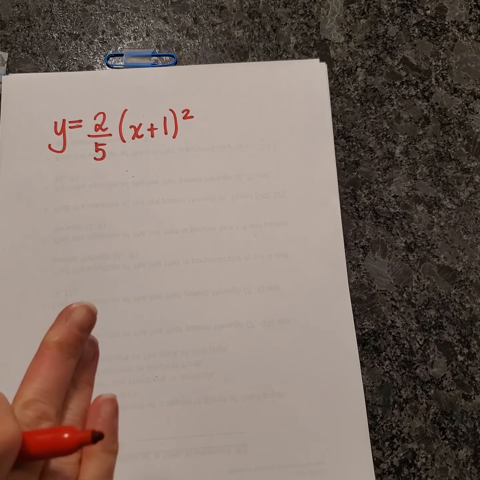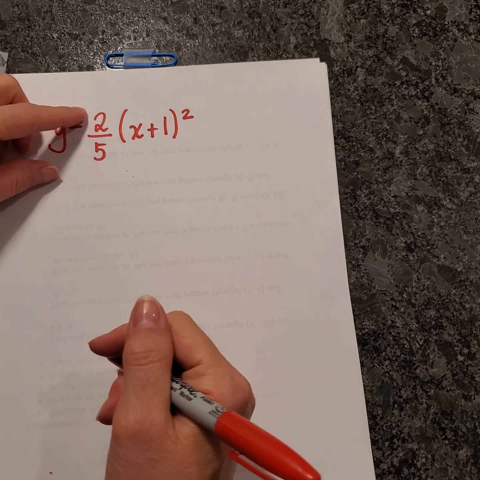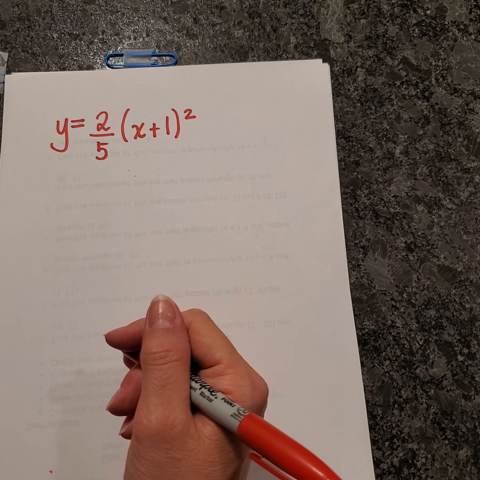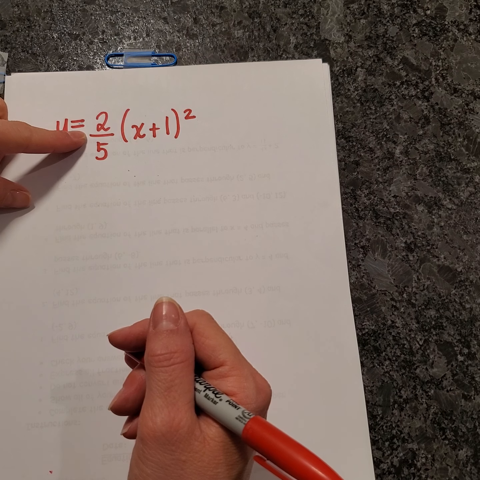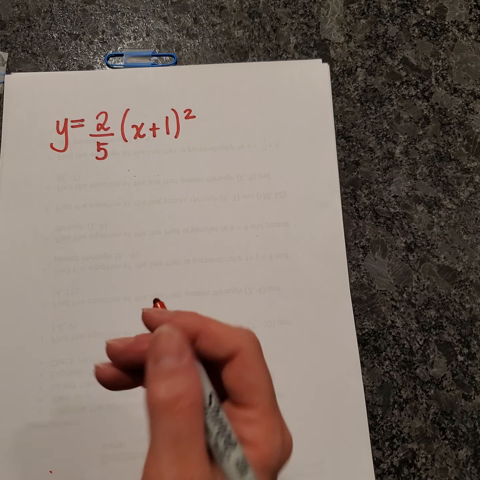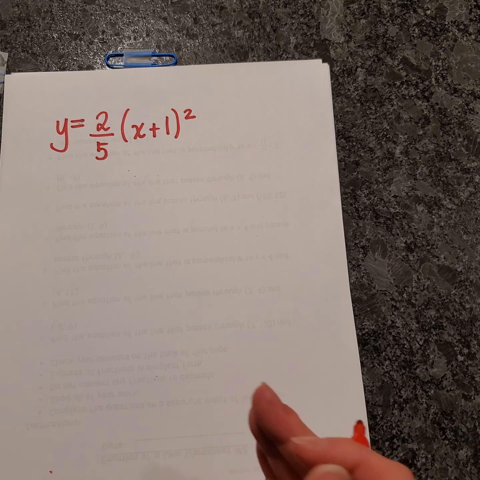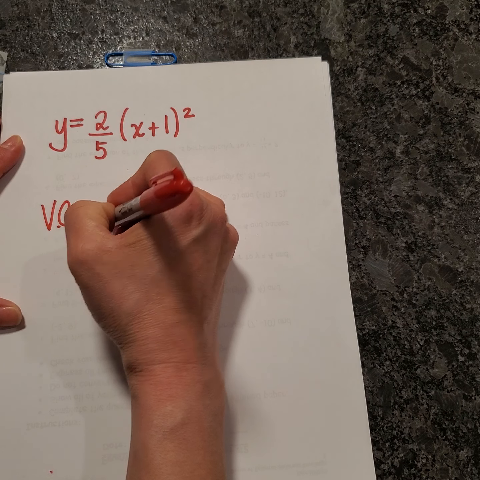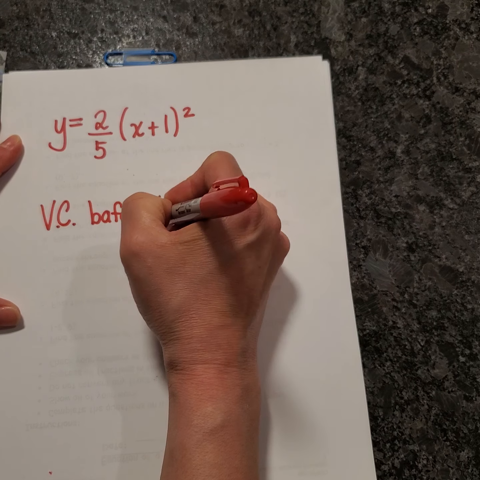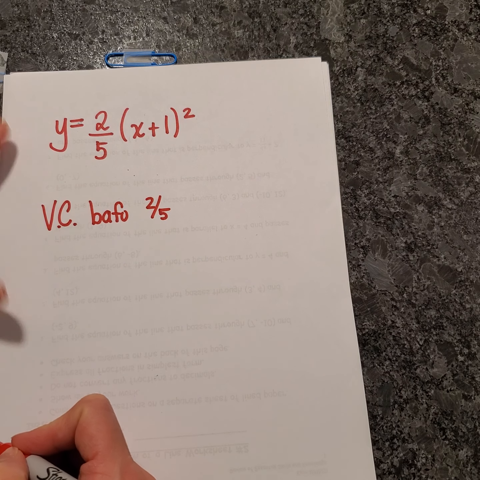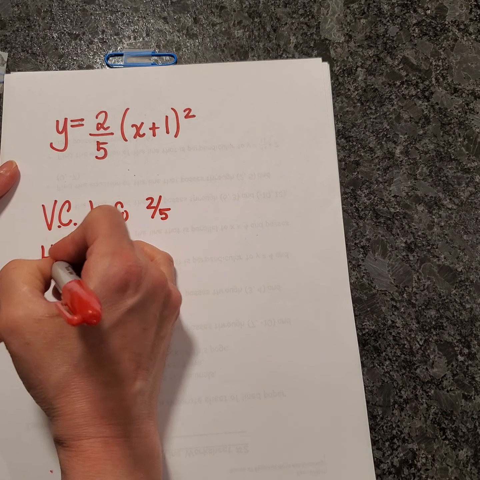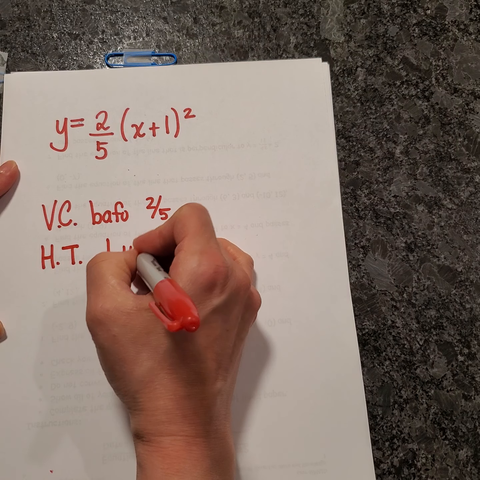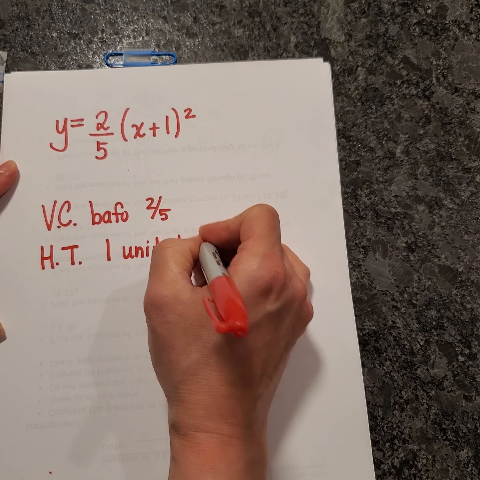Okay. So we start. This is not negative, so there has been no reflection. 2/5 is definitely in between -1 and 1, with the exception of 0. We don't count 0. So I would say vertical compression by a factor of 2/5. Okay. This tells me that there was a horizontal translation, 1 unit left.